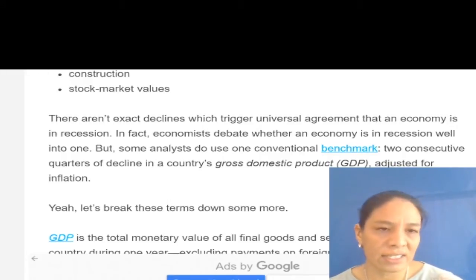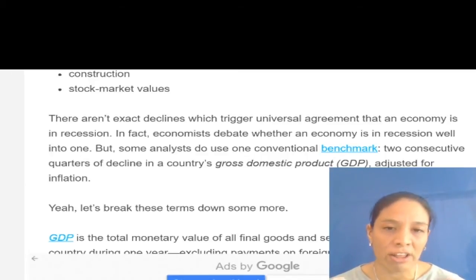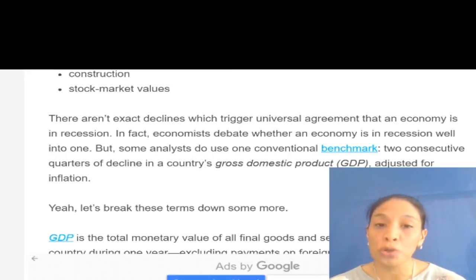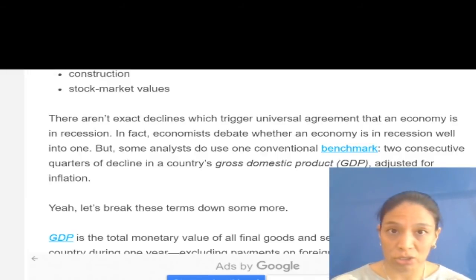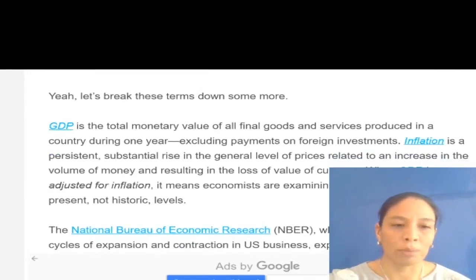There aren't exact declines which trigger universal agreement that an economy is in recession. I mean, you're going to find many authors, don't write this that I'm reading, okay? Economists debate whether an economy is in recession, but some analysts do use one conventional benchmark, 2 consecutive quarters of decline in a country's gross domestic product, what I just said, okay? How do we know? Well, you have 2 trimesters, okay?